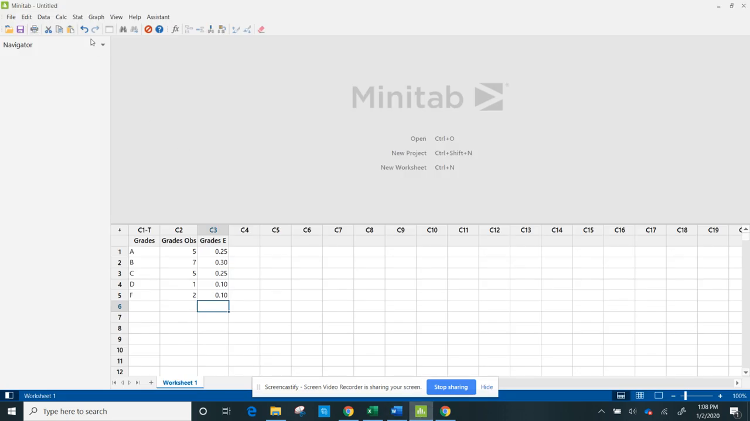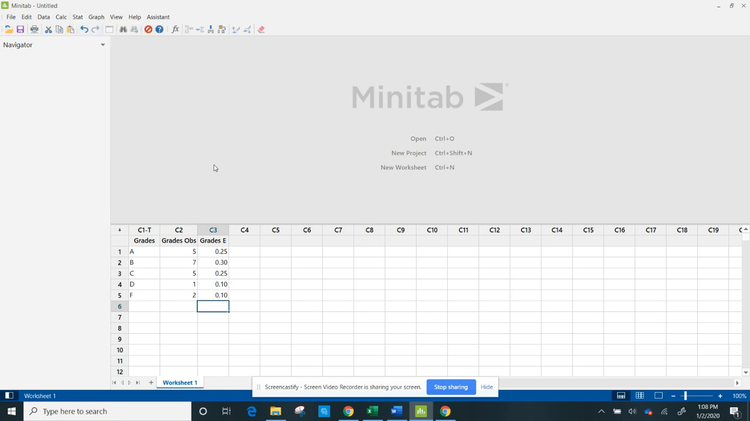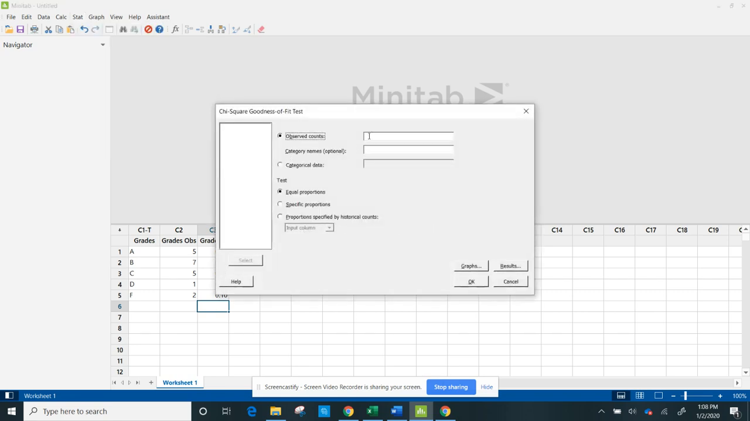So I'm going to go up to Stat, Tables, Chi-Squared Goodness of Fit Test, One Variable. My observed counts. Remember, if I click in the box, it makes everything populate over here. I'm going to go ahead and put category names so I know what everything is. And I'm going to do by proportions, and I'm going to do it in the column.